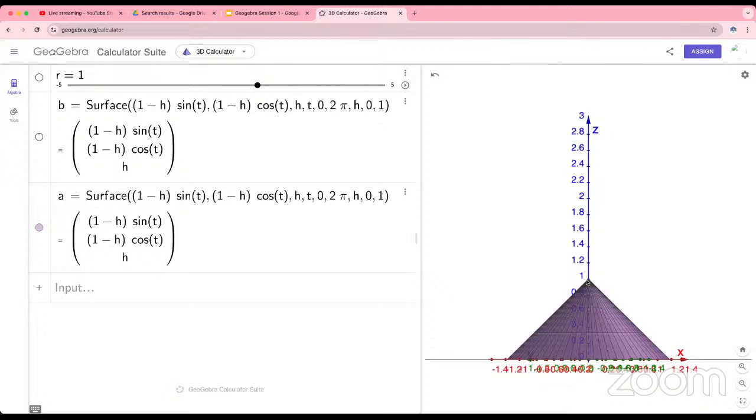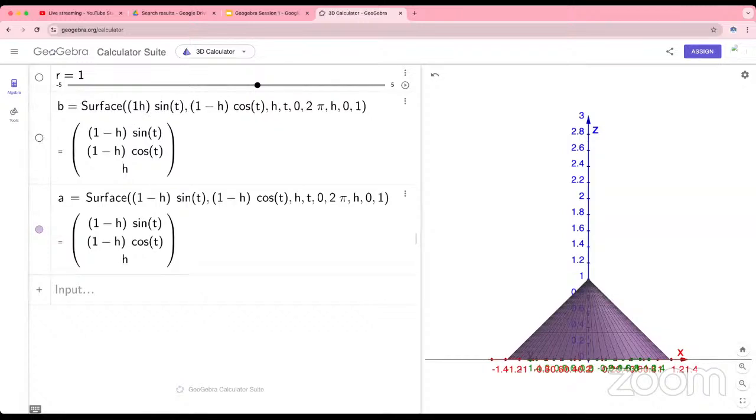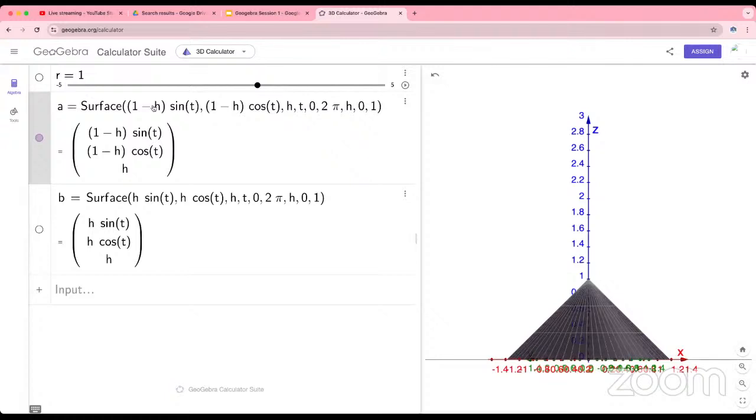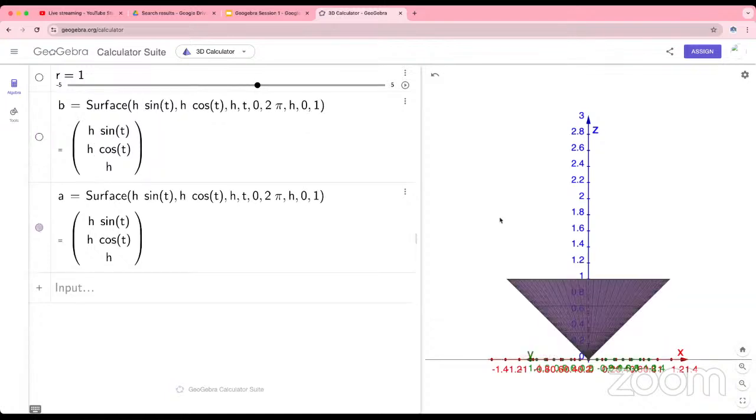What if I write here, instead of 1 minus h, if I do h, can you tell me what surface it will make? क्या बनेगा अगर मैं 1 minus h की जगह h करूं तो? It would be the cone only, but if I type h instead of 1 minus h, it would be an inverted cone. Why so?